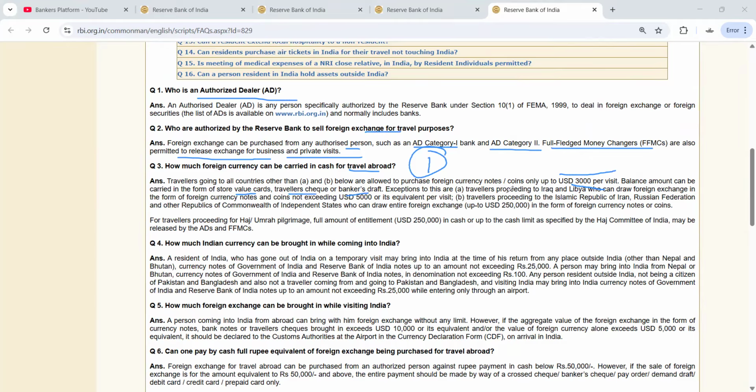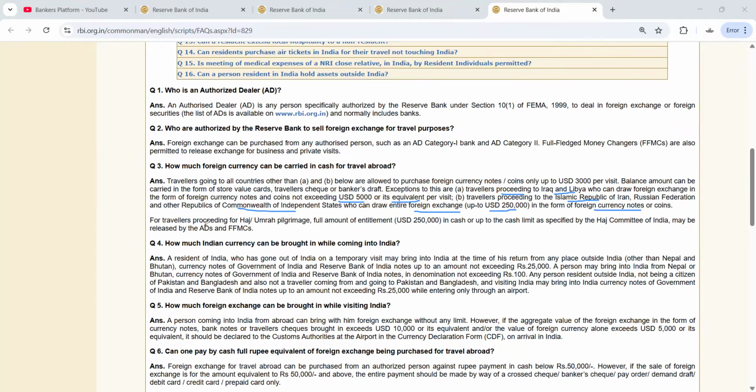So A is what? Travelers proceeding to Iraq and Libya, who can draw foreign exchange in the form of foreign currency notes and coin not exceeding $5,000 or its equivalent per visit. Okay, and B is travelers proceeding to the Islamic Republic of Iran, Russian Federation, and other Republics of the Commonwealth. Okay, so they can draw the entire foreign exchange, that is up to $250,000, in the form of foreign currency notes.